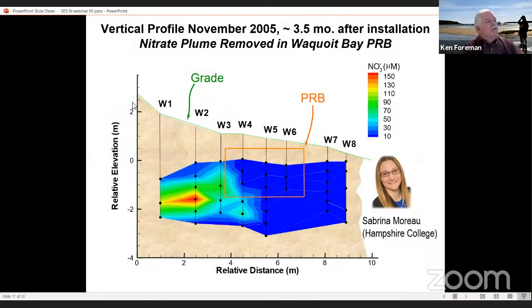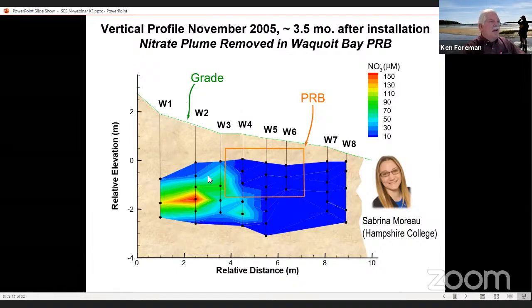And you can also look at this in terms of cross section. So this is a vertical slice through the beach. Here we have depth in meters versus relative distance in meters horizontally. This is the grade along the beach. Depth 0 is approximately sea level. And this is some of the very first data that was collected by SES student Sabrina Moreau for her research project in 2005.